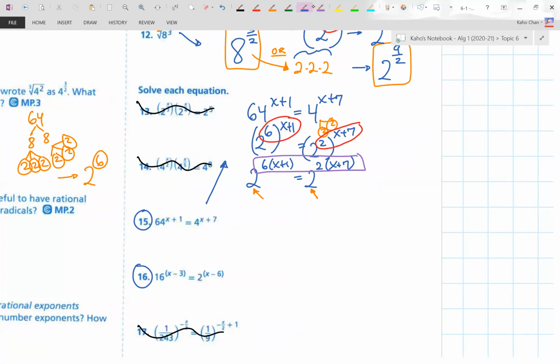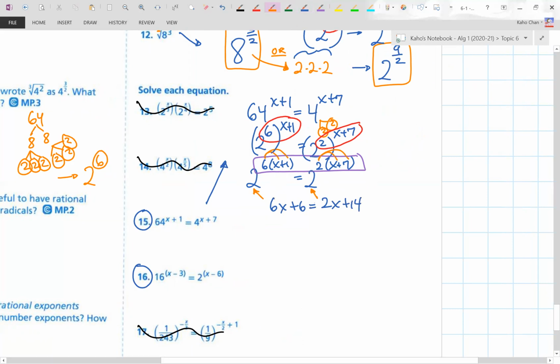So here, we're going to write this down. Oh, distribute. Let's save some room here. Distribute the 6 up there. Distribute the 2 over there. That's 6x plus 6 equaling 2x plus 14. Let's solve this like a regular equation. Let's move the x's over to one side and move the non-x's, the 6 especially, to the other side. Save ourselves some time here. 4x equals 8. Divide by 4. Yay. X equals 2.